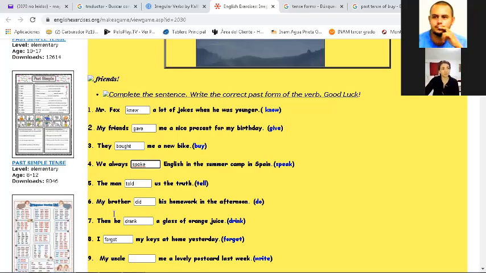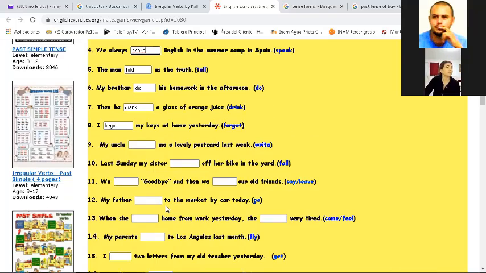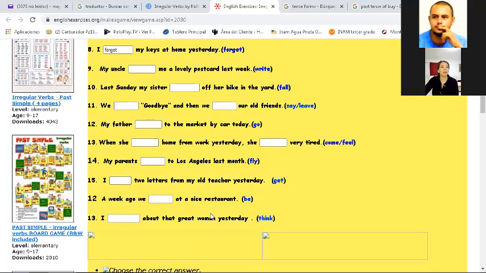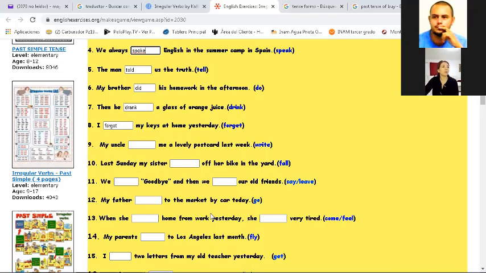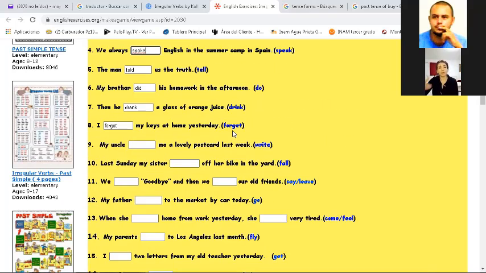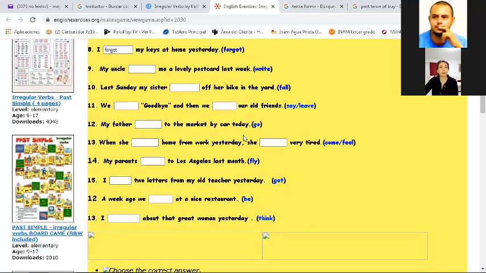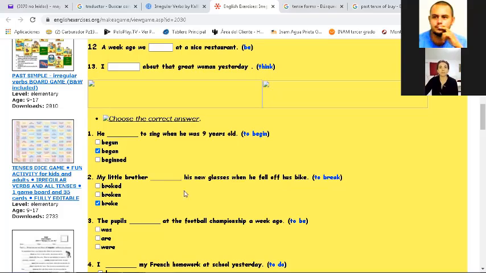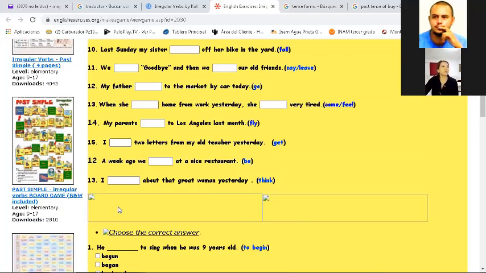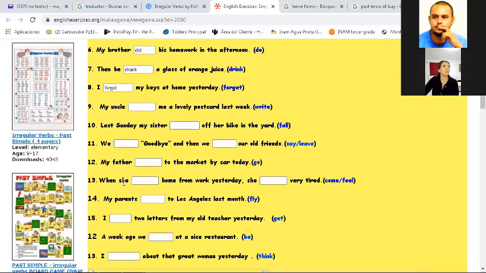Very good. So we have more sentences here, but we're going to stop here because I want you to work on this at home later. And we're going to check the answers tomorrow, okay? So do this by yourself and we're going to check your answers tomorrow because I want you to explain one more exercise.